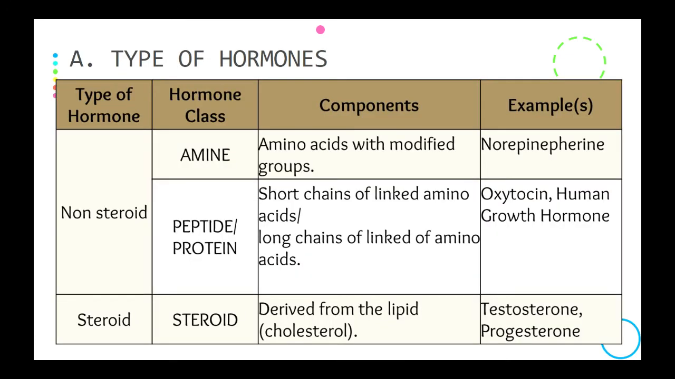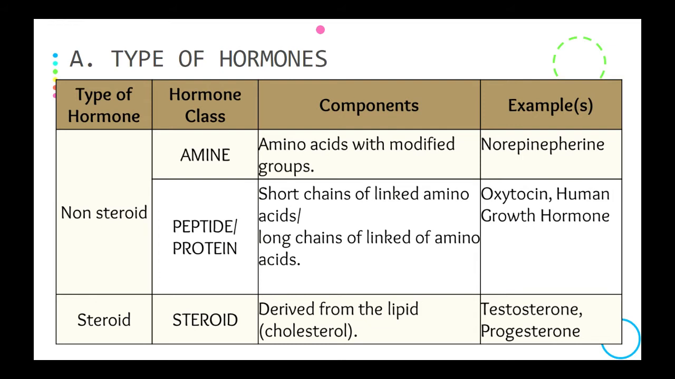There are two main types of hormone, non-steroid hormone and steroid hormone. There are three classes of hormone: amine, peptide or protein, and steroid hormone. Amine is a hormone that derives from amino acid. Examples are norepinephrine and noradrenaline.